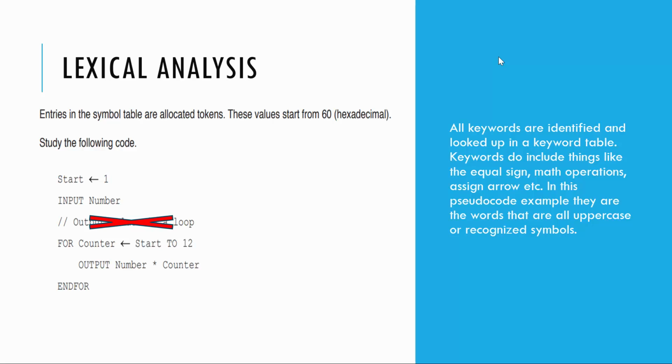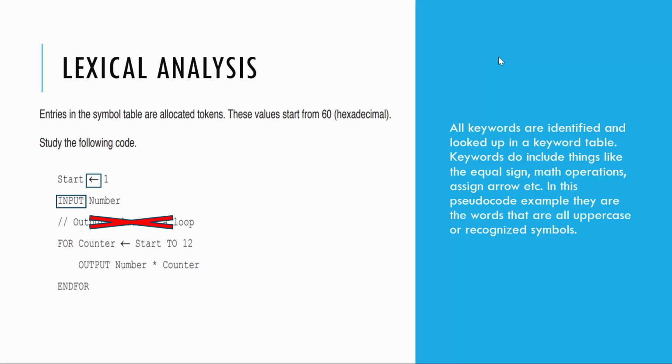So it starts at the very beginning. We see the START, doesn't know what that is. We encounter the arrow. The computer knows what that is. It recognizes it in the keyword table. It sees the number 1. It knows what the number 1 is, but it's not a keyword. We're going to talk about where that goes in just a few minutes. Then it recognizes INPUT, says, I know what that is. Doesn't know what NUMBER is just yet.